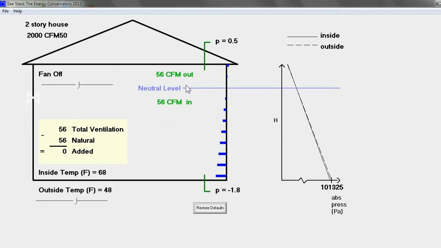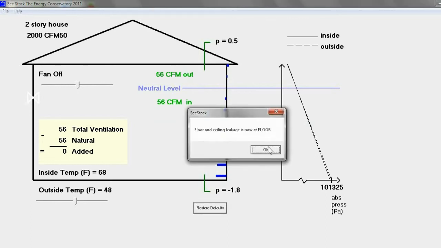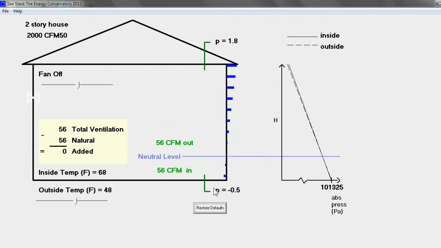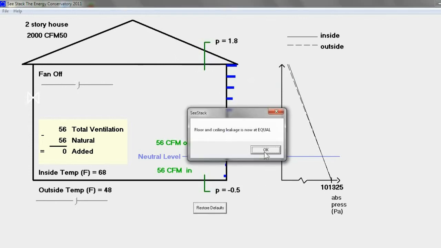So this neutral level high is a home that has a lot of attic bypasses, and if we seal those attic bypasses and most of the leaks were up, we may have a really low neutral level, which increases our pressure at the top and decreases our pressure at the bottom.